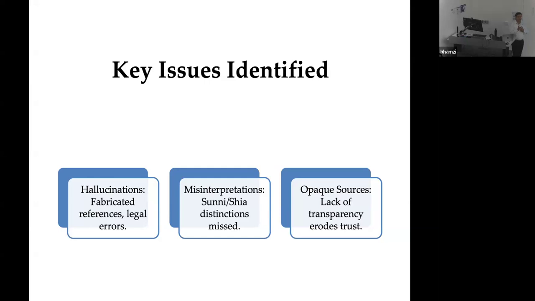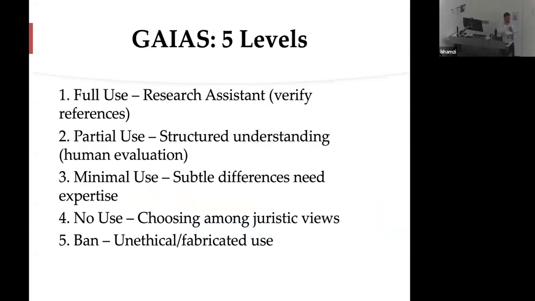So it could not differentiate. So there is an issue. It just fabricates references. It would look very accurate, but it is not. And sometimes it also misrepresents the rules of different schools. And the issue is also with opaque sources. It just makes up sources, makes up the titles of books, which is really problematic.